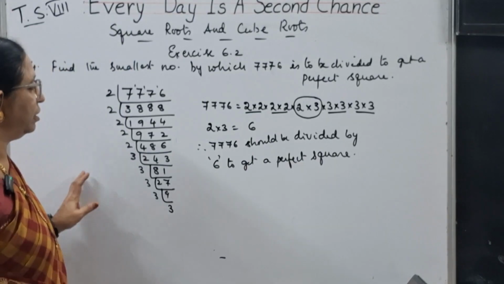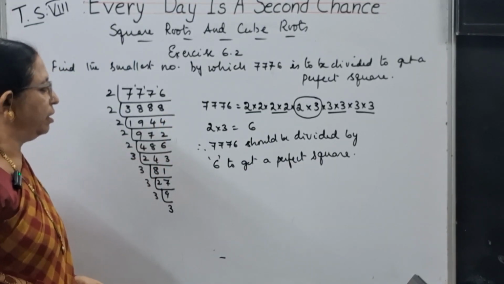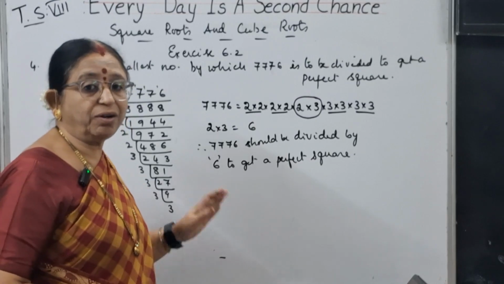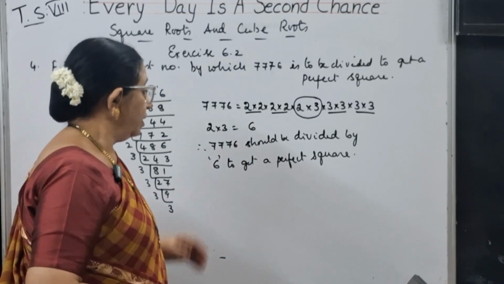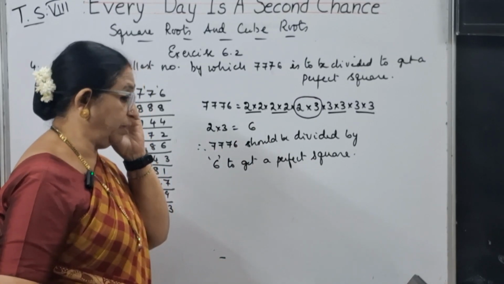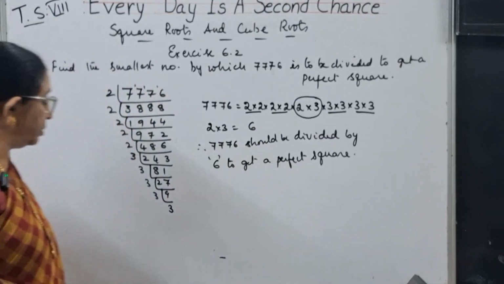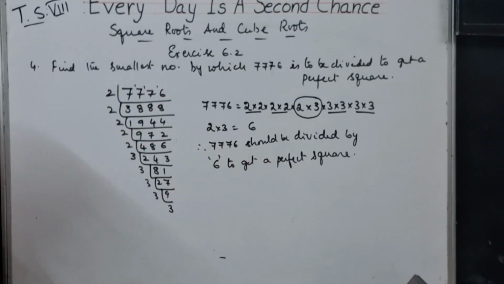So I hope I am clear. Identify the numbers which are not having their pairs, and you can find out very easily the solution for this problem. I hope I am clear. Please copy it. This is fourth sum.